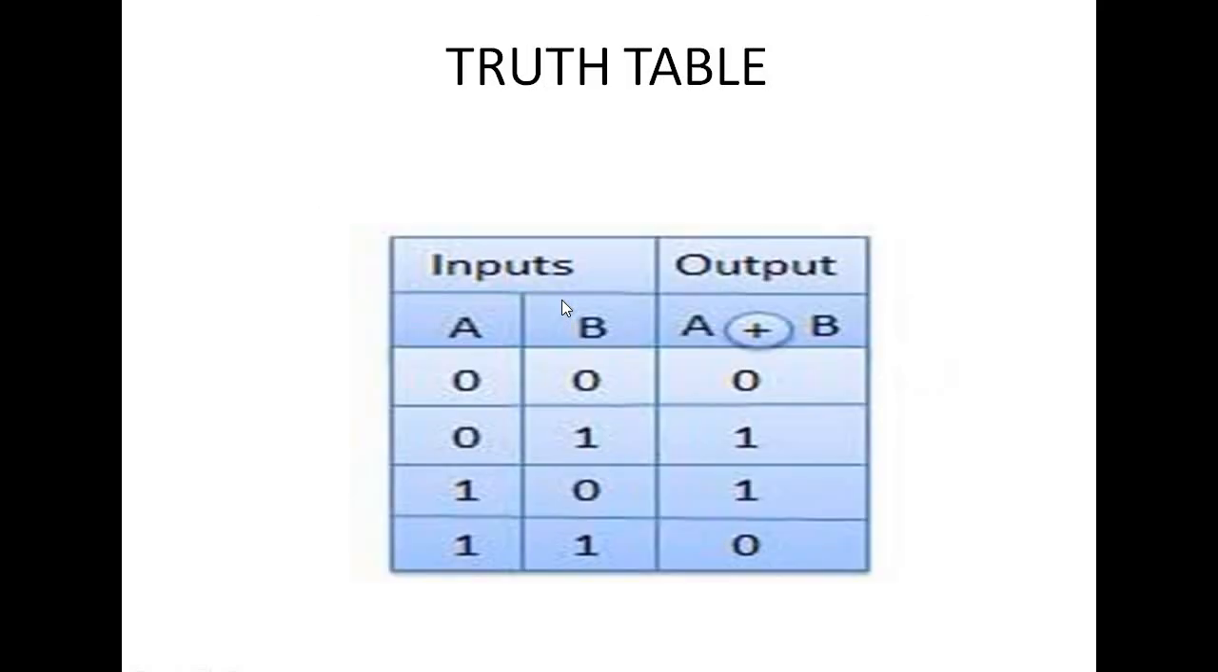And what the truth table of XOR gate says is, if both the inputs are the same, the output is 0. That means if both the inputs are 1, output is 0. If both the inputs are 0, output is 0. Here both the inputs are the same, 0 and 0, so output is 0. Here also both the inputs are 1, both are the same, so output is 0. So the outputs are 0, 1, 1, 0.